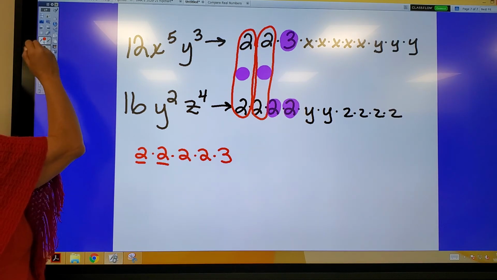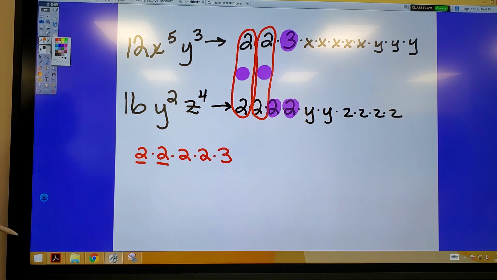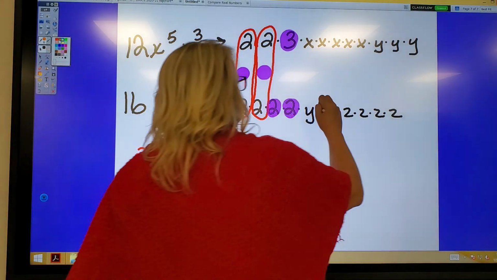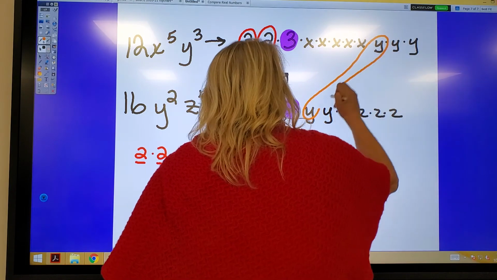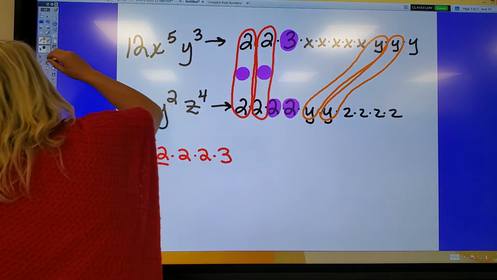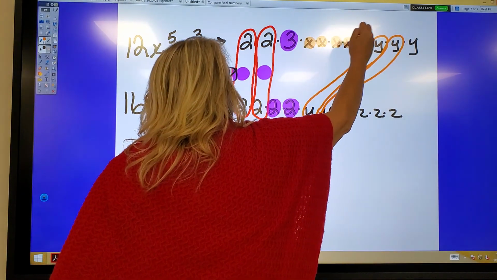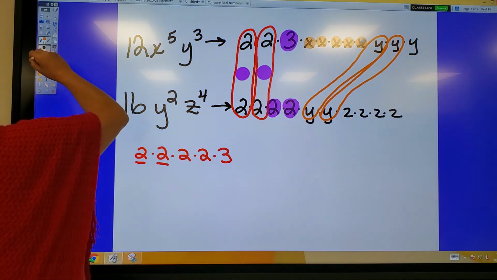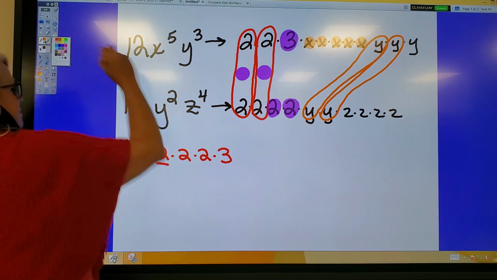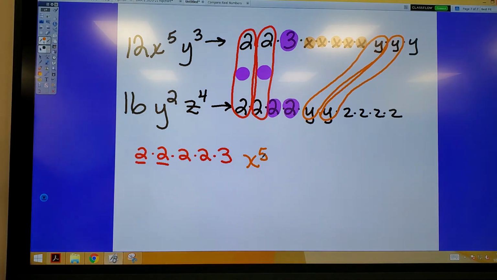And then let's look at variables that they share. Do they share any x's? No. How many y's are shared? 2. Do they share any z's? No. Okay. So we have 1, 2, 3, 4, 5 x's. So I would just write x to the 5th. I wouldn't write x all again, okay?